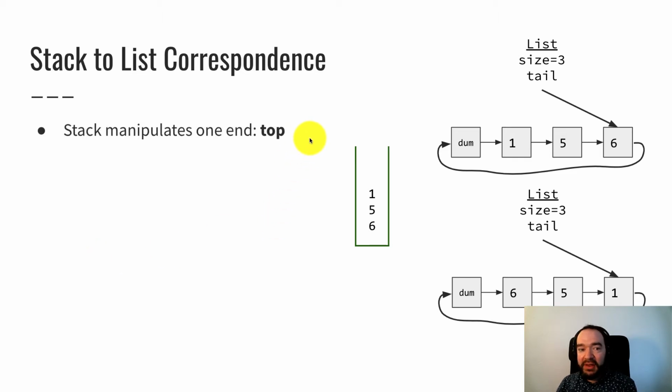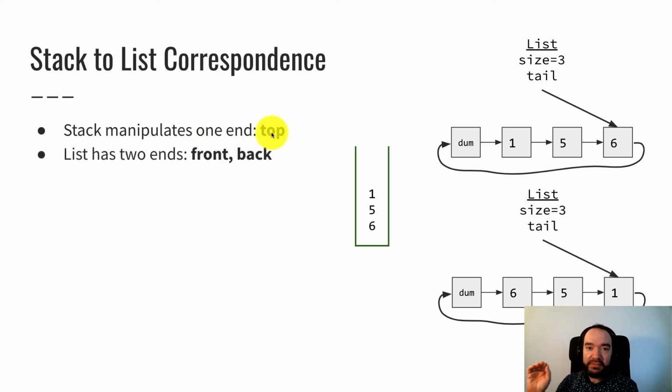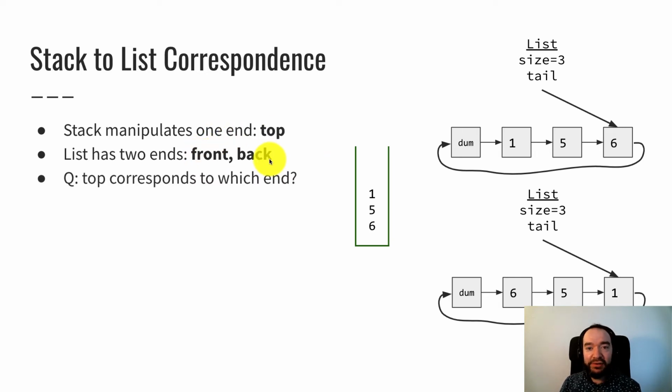Another decision we have to make is the correspondence between the concepts in the linked list and the concepts in the stack. The stack manipulates just one end called the top. Linked lists have two ideas of the ends of the list, the front and the back. So these are similar ideas, but not exactly the same. Stack is defined in terms of the top and the bottom. Linked list has front and back. And we have to decide, how do these correspond to each other?